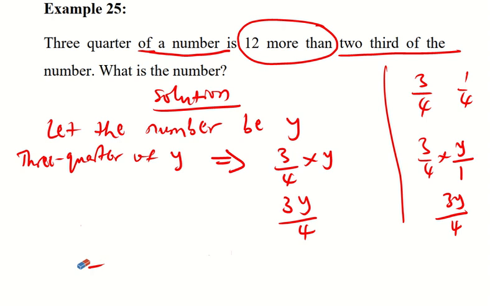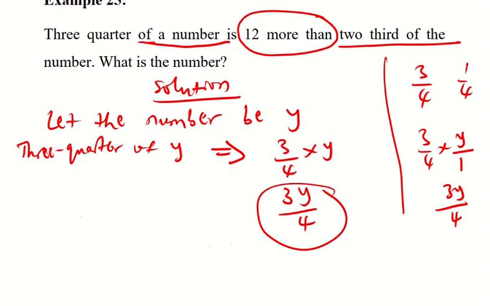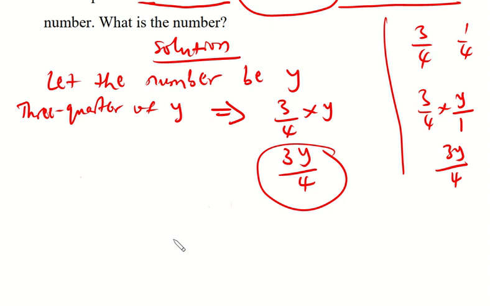Now, let me just show you. Since I've already explained how to express this, let's now proceed. 3/4 of a number is 12 more than 2/3. So if this is 12 more than 2/3 of the number, I have to equate them, but I must add that 12 to the other term. So I'm going to say 3y over 4 is equal to, now look at the next one.